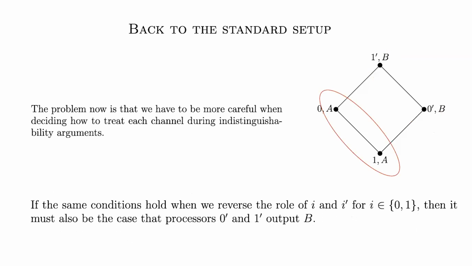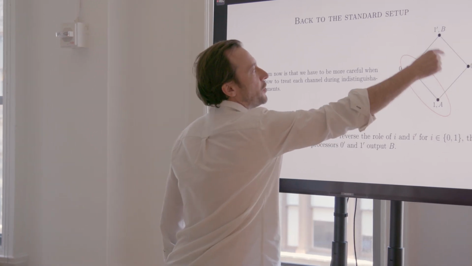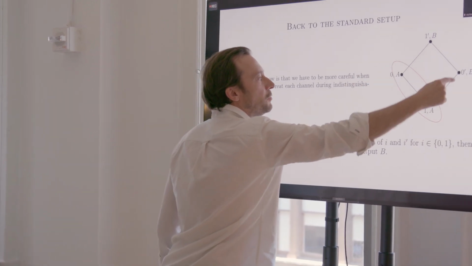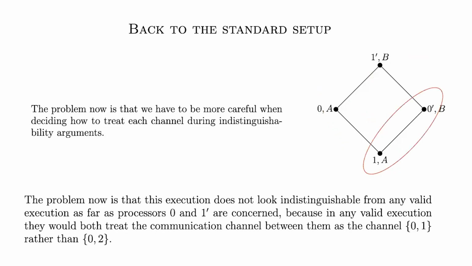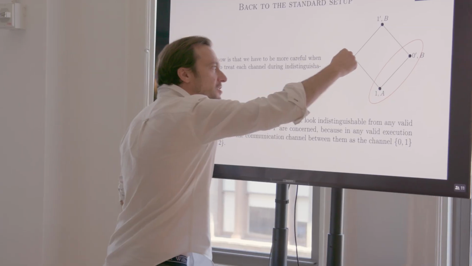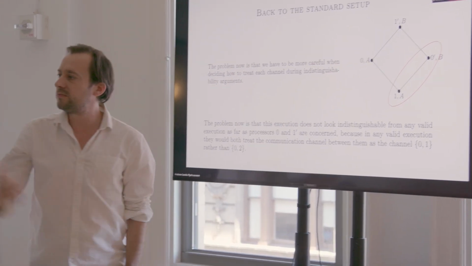Okay, and then similarly, if you reverse I and I prime there, so if they're both regarding this as the channel 1, 0, and this guy regards this as the channel 1, 2, he regards this as the channel 0, 2. Then again, you can conclude that they must both output B, but then you get into a problem in the final step of the argument, right? Because now the execution doesn't look indistinguishable from any valid execution as far as 0 and 1' are concerned. Because we just said, 0 has to treat this as the channel 0, 2, and 1' has to treat this as the channel 1, 2, which they never would.